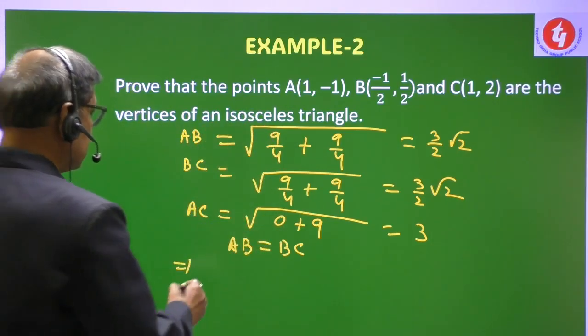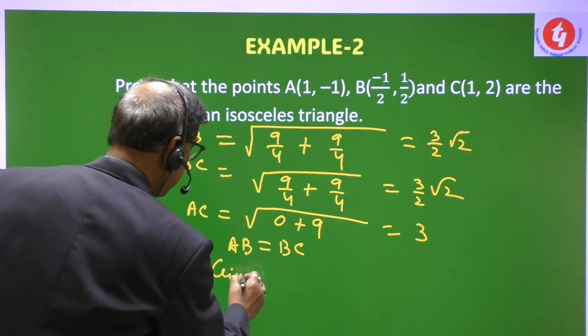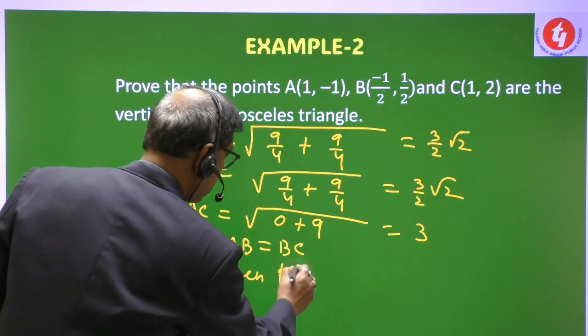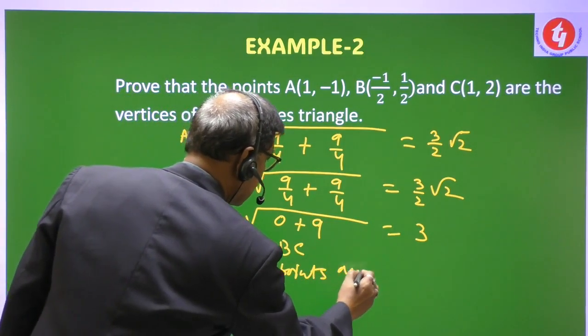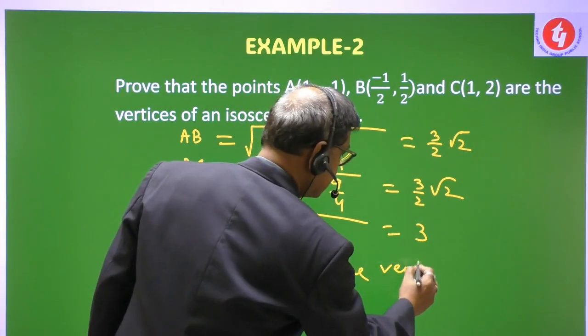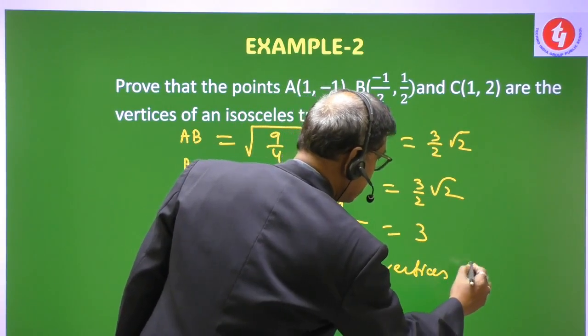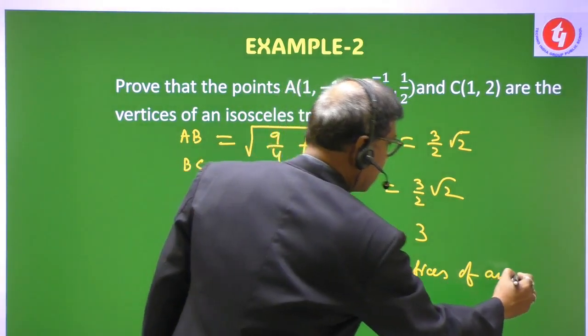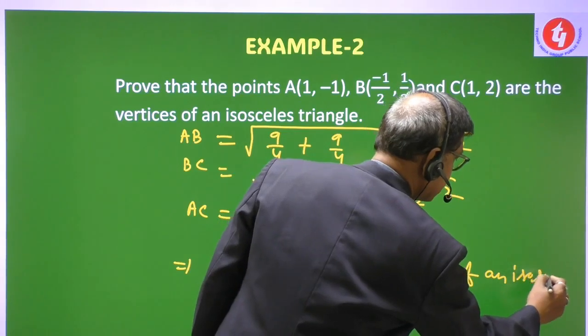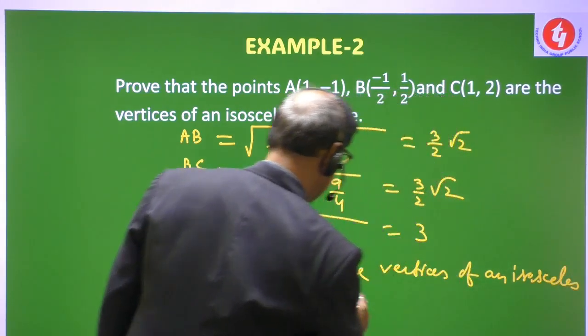Is it clear? This implies the given points are vertices of an isosceles triangle.